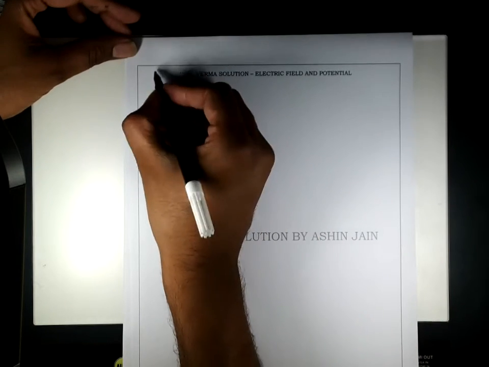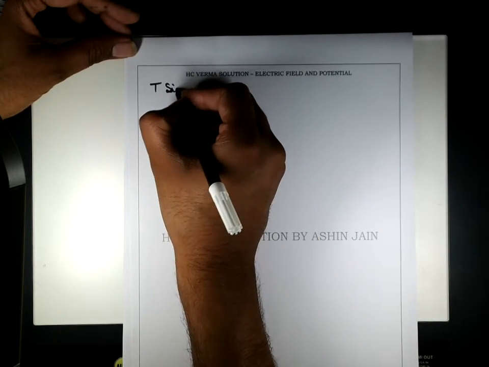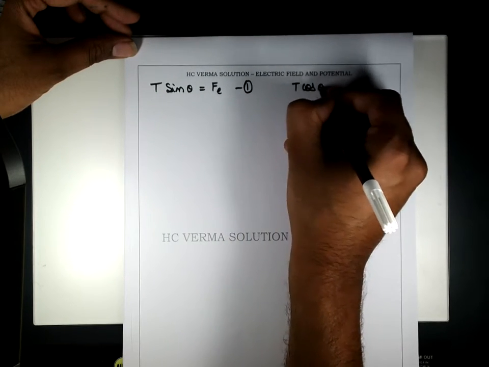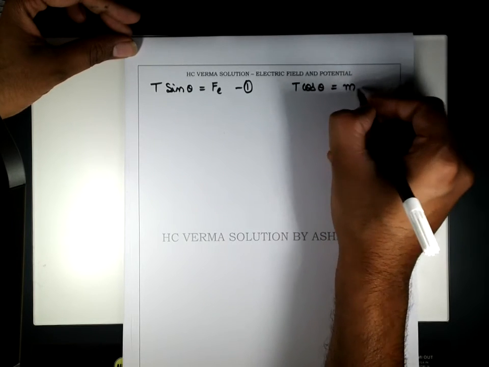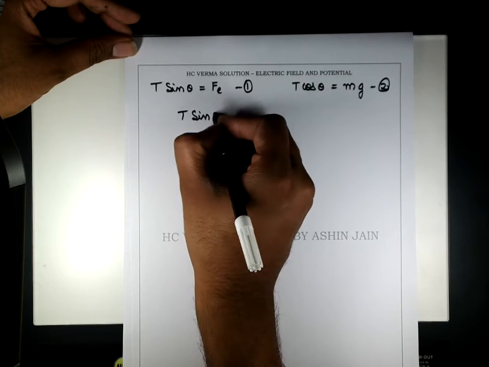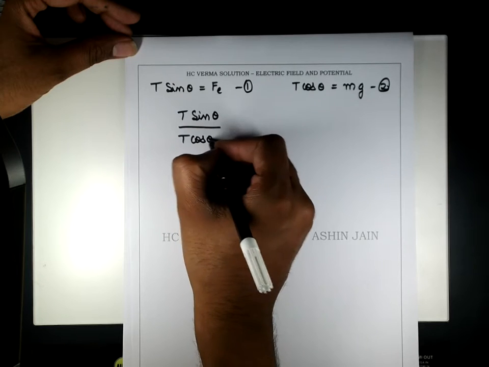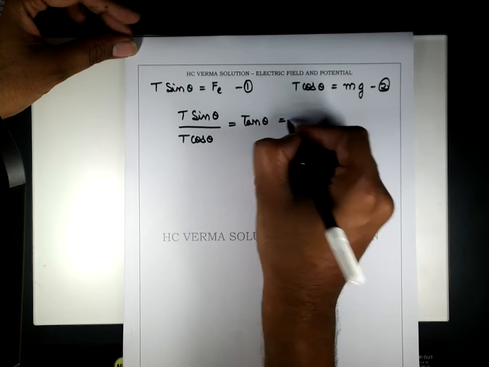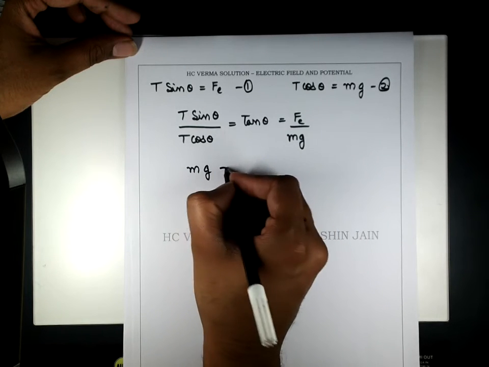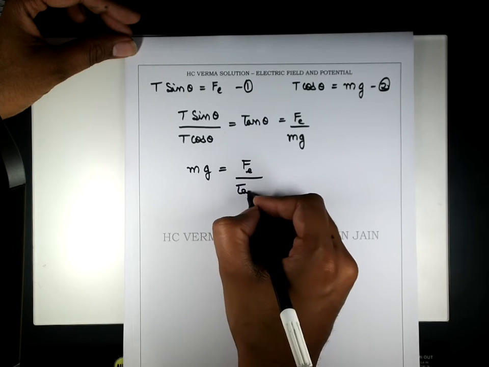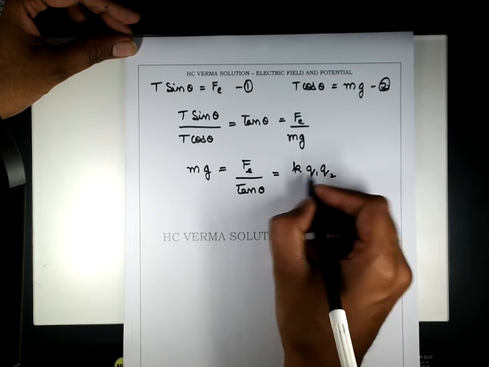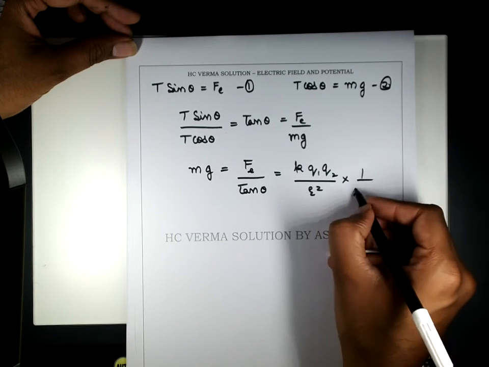What equations do we get? T sin theta is equal to Fe, which is our equation number 1, and T cos theta is equal to mg, which is equation number 2. Let's divide 1 by 2. So T sin theta by T cos theta, which can be written as tan theta, can also be written as Fe by mg. So mg becomes Fe by tan theta, where Fe can be written as k q1 q2 divided by r square, into 1 by tan theta.